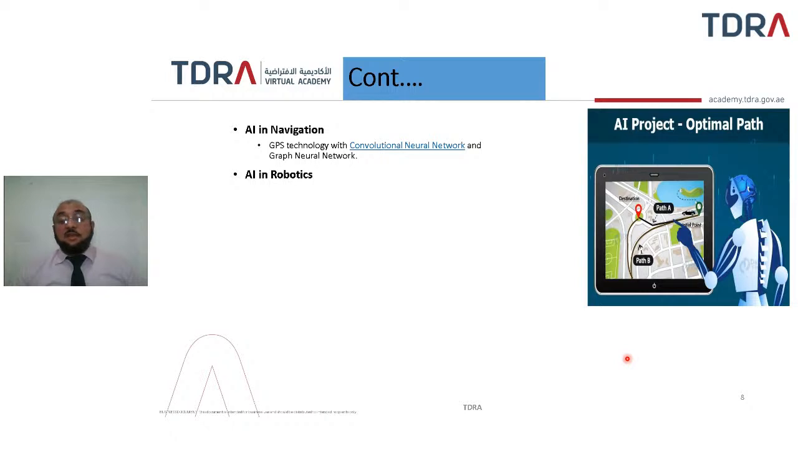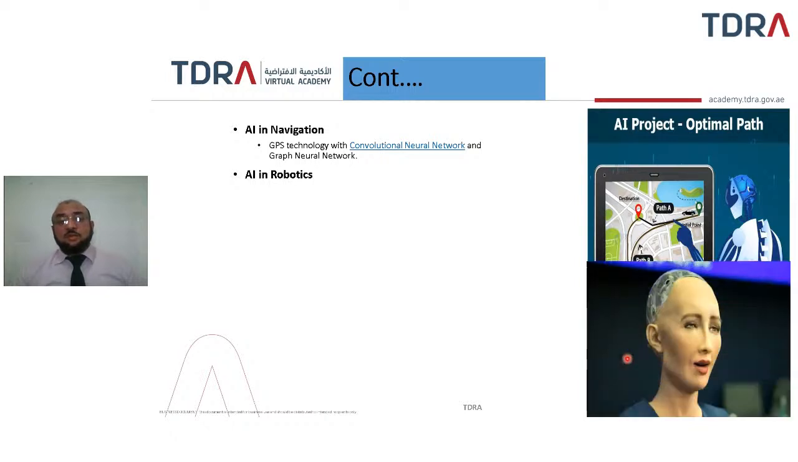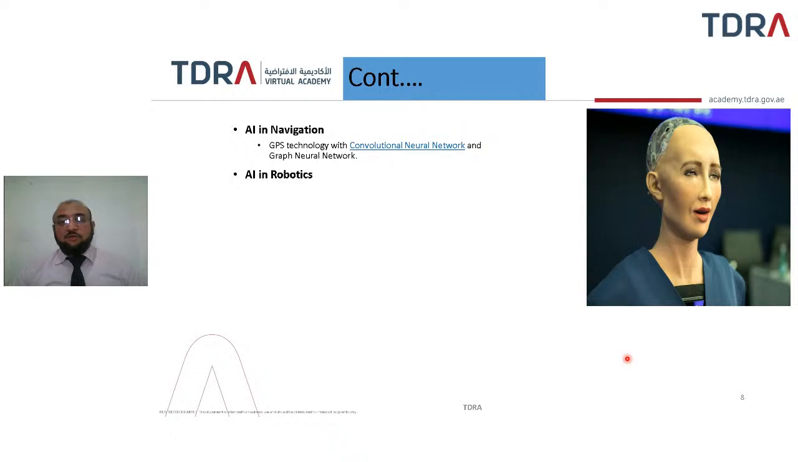Then AI is used in robotics, like here, Sophia, a very big invention in robotics. Sophia acts like humans, so that's why it's called a humanoid robot. It feels and responds like humans. Sophia has also been given the nationality of the Kingdom of Saudi Arabia.